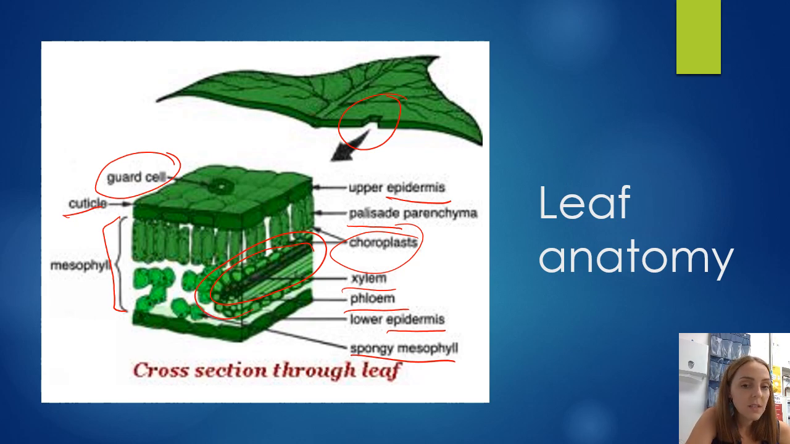And it's not a coincidence that the chloroplasts are located in such close proximity because the products of photosynthesis are going to need to be transported via the xylem and phloem. So we'll come back to that a little bit later.